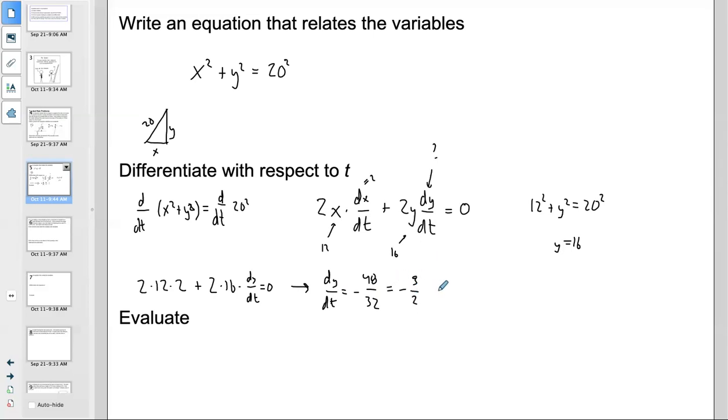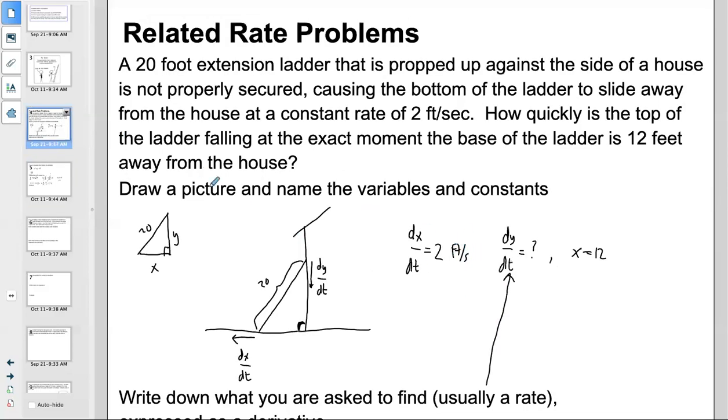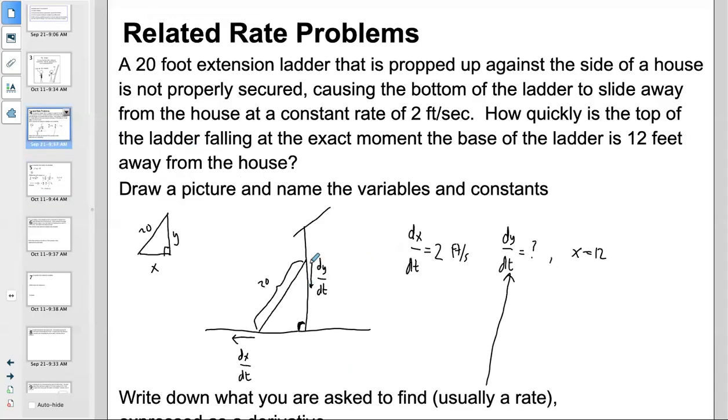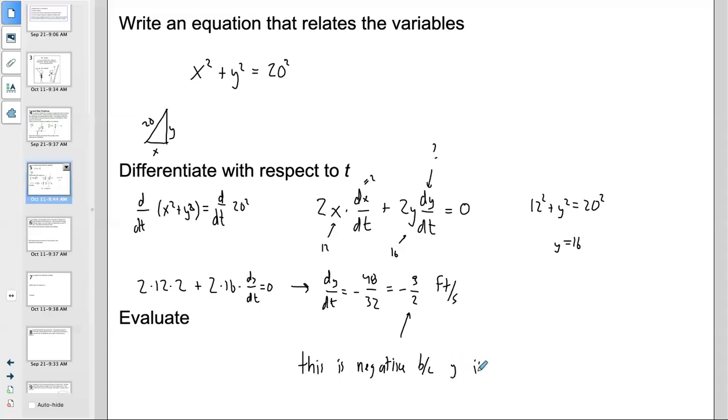And that should be, I think, feet per second. Let's remind myself. Yeah, derivatives are in feet per second in this one. And I'm glad this is negative. Because if you remember the picture, the ladder's sliding down the house, so y is getting smaller as time passes. The height of the top of the ladder is getting less and less and less. And that's good. It's negative because y is decreasing, and that makes me happy. That's the way it should be.